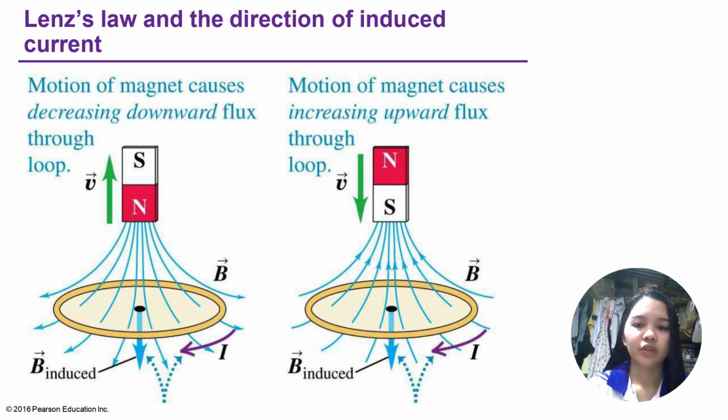So here are two more scenarios. On the left side, the magnet is moving upwards, decreasing the downward flux. So the induced current creates a magnetic field pointing downwards to compensate. While on the right side, the magnet moves downwards, increasing the upward flux. So the induced current then generates a magnetic field pointing downwards to counteract this increase.